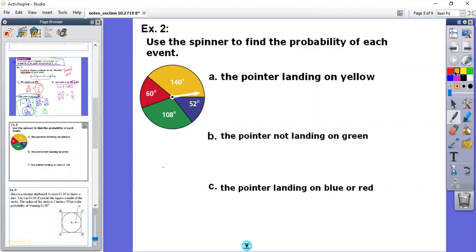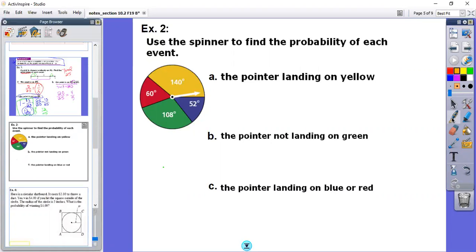So they said use the spinner to find the probability of each event. So we have a circle here, and we know that a circle is 360 degrees, and then those areas are made up of some central angle. So we can find the probability of something happening by taking that angle that is sweeping out that area and dividing it by 360, which would make up the entire circle.